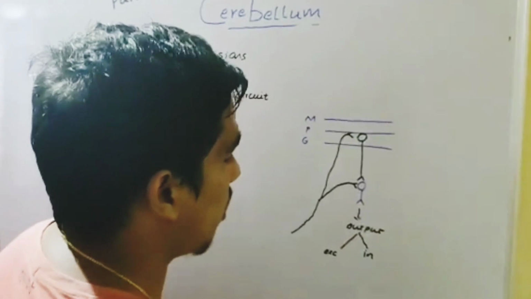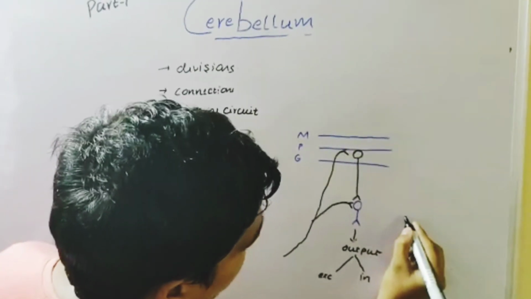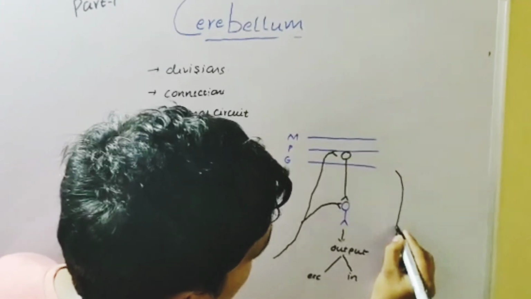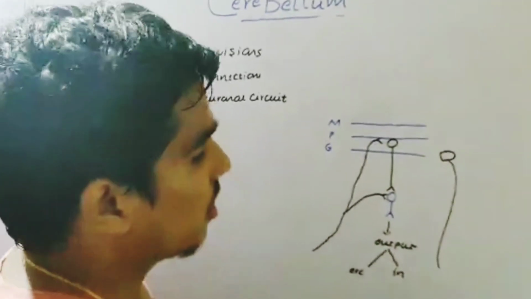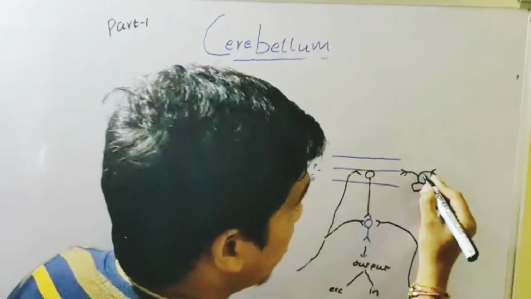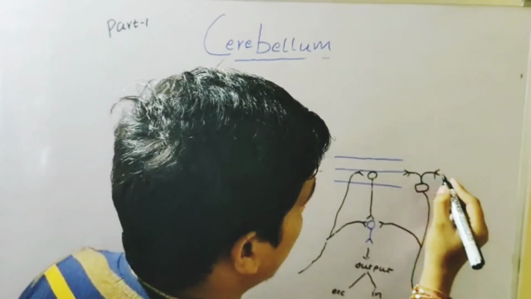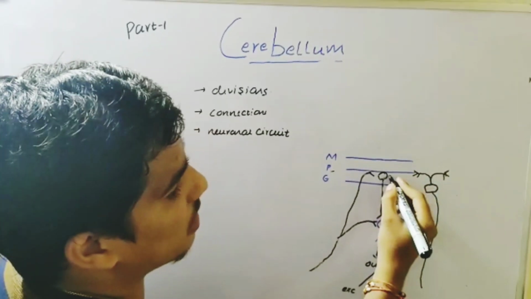Now let us see about the mossy fibers. The mossy fibers end at the granular layer, at the granular cell. From this granular cell, we see the rise of parallel fibers. These parallel fibers run along the length of the Purkinje cells and ultimately synapse with the Purkinje cells.